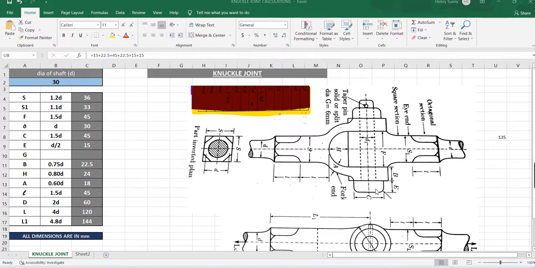Total length of the pin is E 15 mm plus capital B 22.5 plus F 45 plus again B 22.5 plus E 15 mm plus this height we will consider extra as 15 mm. So total is 135 mm.